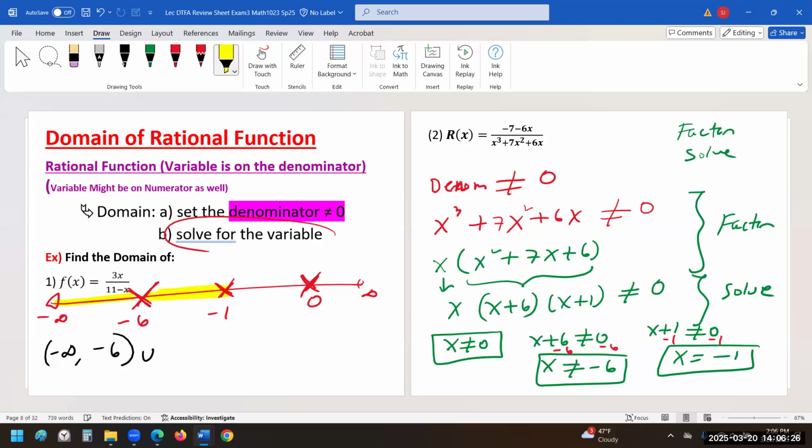The second interval runs from -6 to -1. The third interval runs from -1 to 0. And lastly, the last interval runs from 0 to infinity. So basically, you write the three numbers, -6, -1, and 0, twice each, once for each interval.